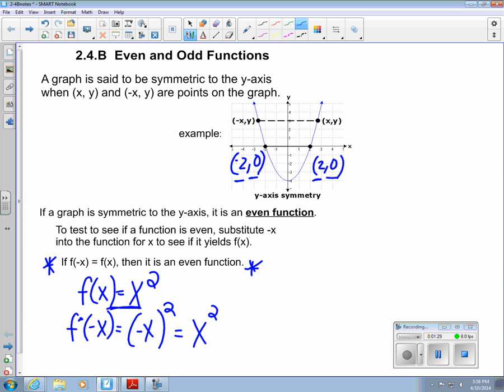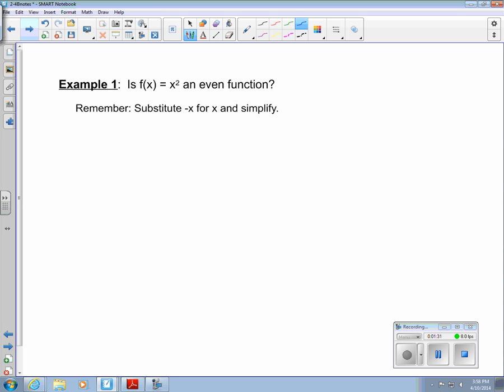Right, so the next page. For our first example, we have: is f of x equals x squared an even function? We definitely just did this. So we're going to substitute negative x for x and then simplify. We just did this, but if we point it out on the graph, remember if it's an even function, for our point (x, y), we also have a point (negative x, y).